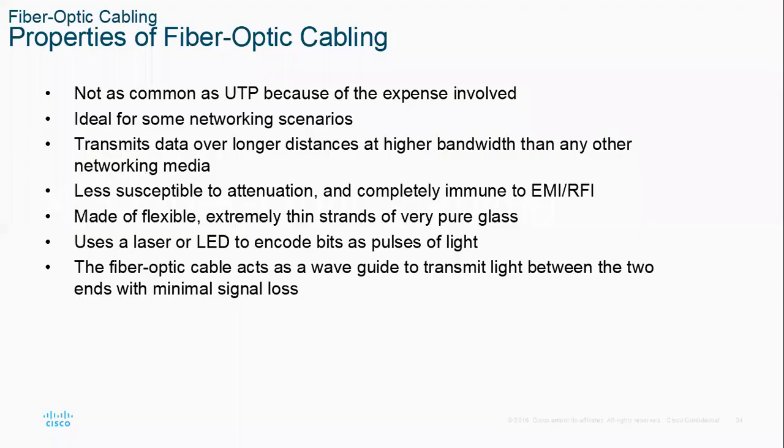For fiber optics, it's not as common because it's expensive, but it's much faster. You have minimum signal loss, you can transmit over a longer distance, and it's less susceptible to attenuation, that is loss, and to electromagnetic interference. It's made of flexible, extremely thin strands of very pure glass, and that's why it's very expensive.